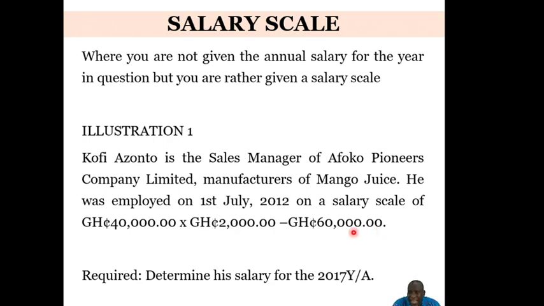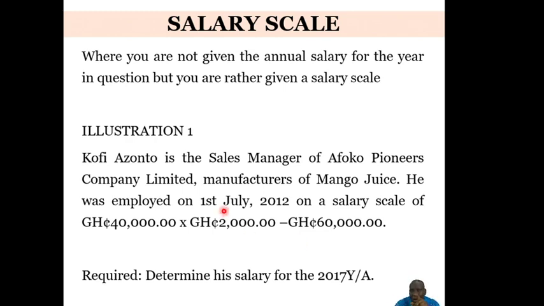If after hitting 60,000 you have not gotten to the year that you want, please don't add 2,000 again. You have to be repeating the 60, 60, 60. You'll be marking time at that point because you have reached the highest notch of your scale. So now let's go and learn how to determine the salary for 2017.